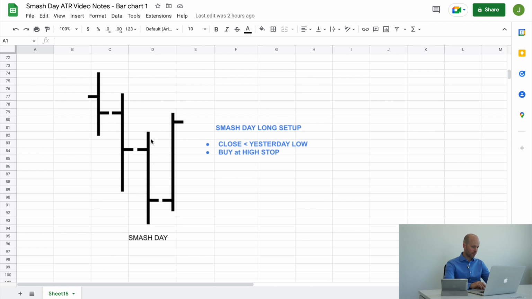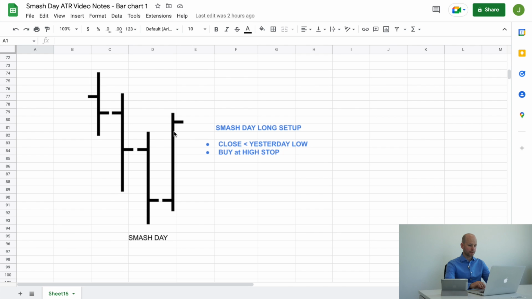Firstly then, let's have a look at what a smash day setup looks like on the screen. This third bar here is the smash day, and the smash day consists of the close of the bar being less than the low of the previous day bar. The minute we see the smash day, that's our setup to place orders for the next day. So this is a long smash day setup. We then place an order the next day on this bar here. It's a stop order to buy at the high of the smash day bar. So at this level here, the next day, we would have entered the market.